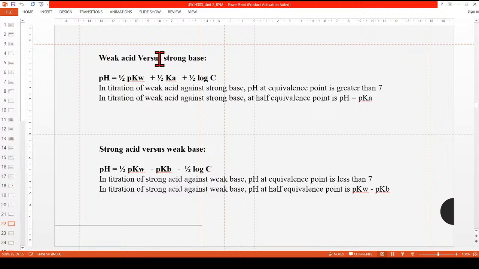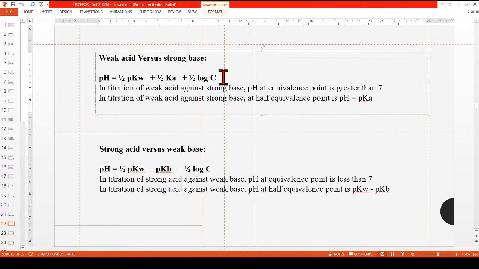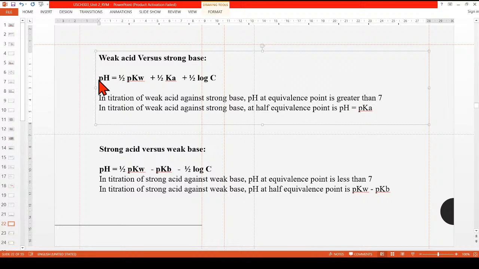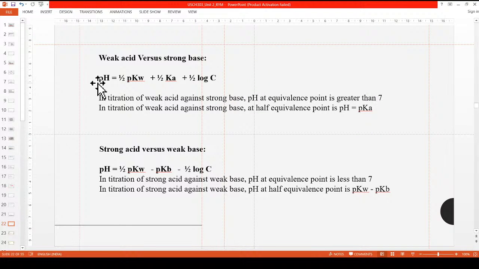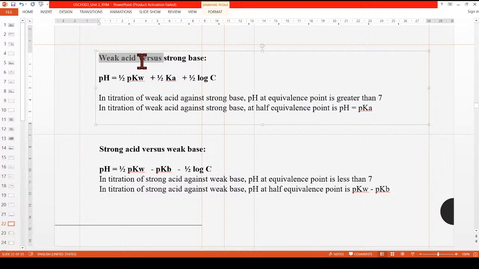Now for weak acid versus strong base, remember this equation. For weak acid versus strong base, pH of solution can be calculated using the equation pH is equal to half of pKw plus half of pKa plus half of log of C. You have the derivation in detail, but since we are lagging too much, we are skipping the derivation part. But just remember, for strong base versus weak acid.